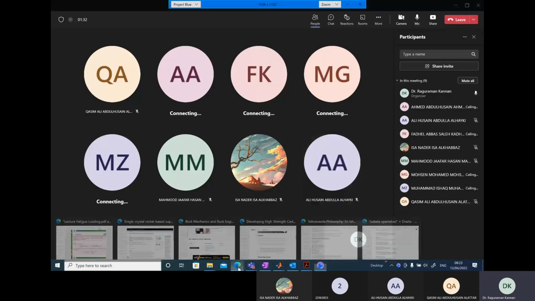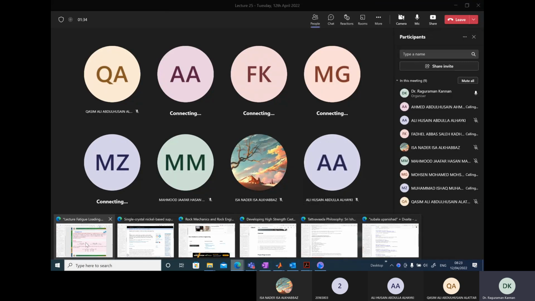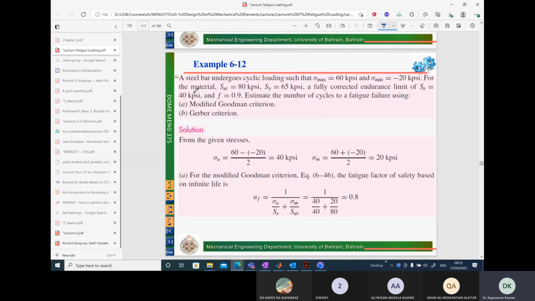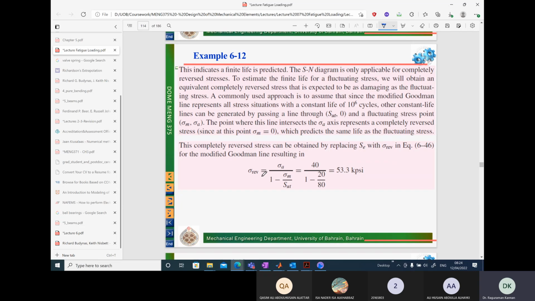Okay, so let's go back. Last class we solved this example problem using the modified Goodman method, and we figured out how to find the number of cycles to failure in case we have a non-zero mean stress value. So what did we do? In short, for this particular state of sigma A and sigma M, we figured out the equivalent completely reversed loading using certain formulas.